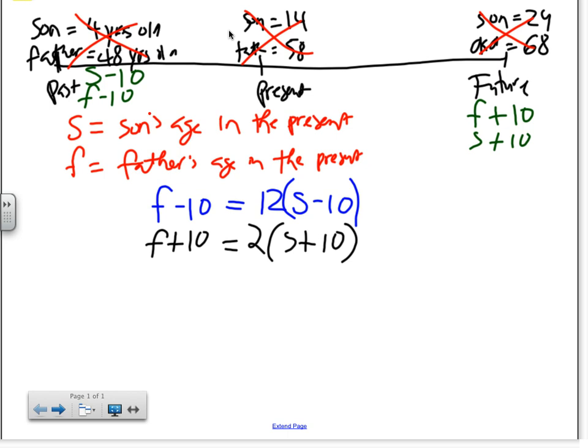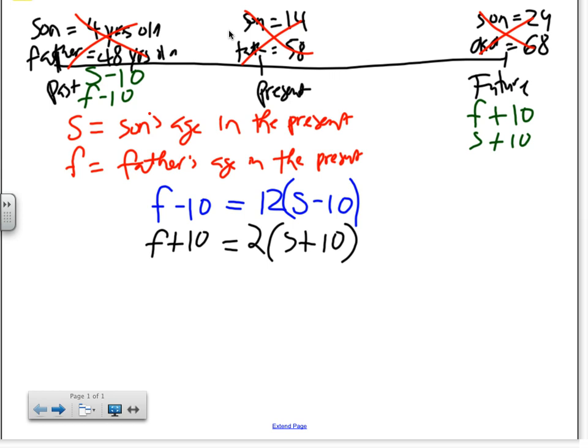The father's age in the future is twice the son's age in the future. The father's age in the past is 12 times the son's age in the past. There it is. Everything is there. Notice I'm using whatever we have up here. I did not make anything up. And I'm using the 12 and the 2 from the problem itself.